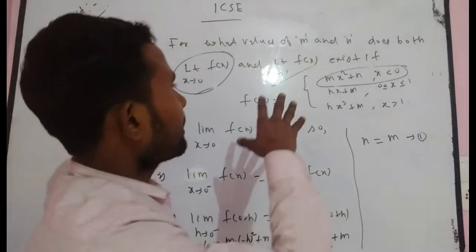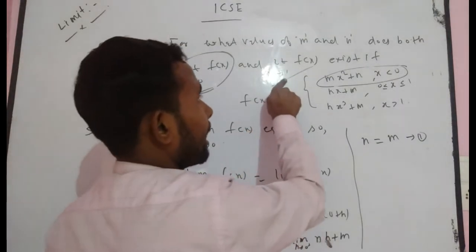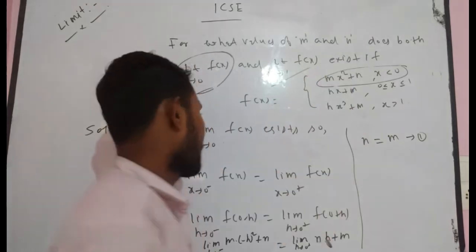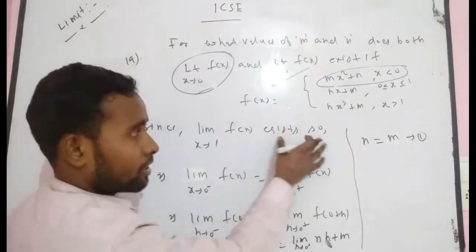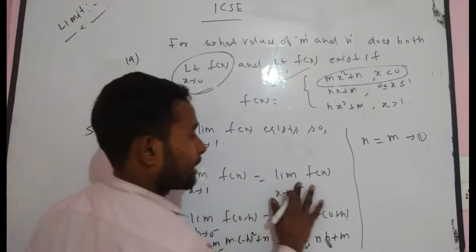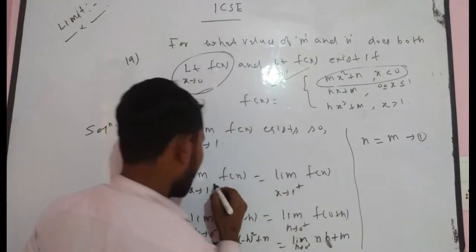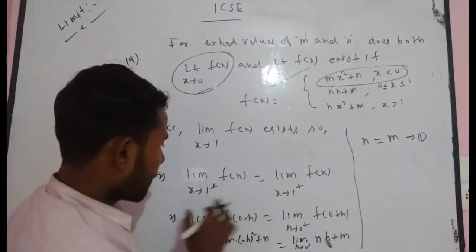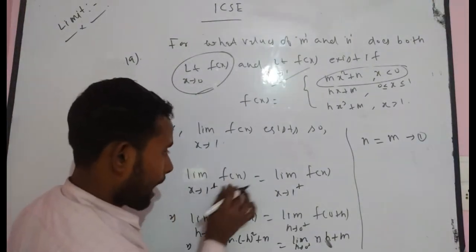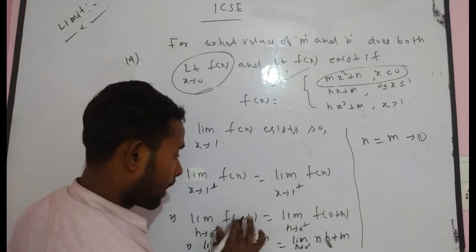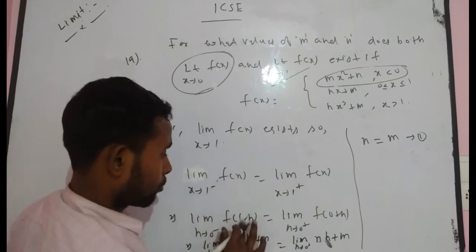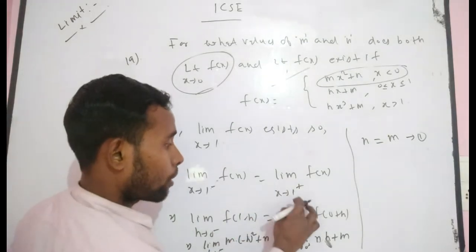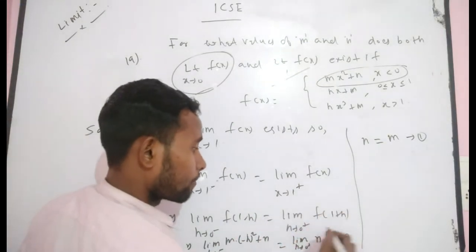Now in this problem there is also another condition given: limit x tends to 1 f(x) also exists. In that case, the second part is limit x tends to 1. Since it exists, the LHL and RHL of f(x) at x equal to 1 will be the same. That means 1 minus h and 1 plus h.